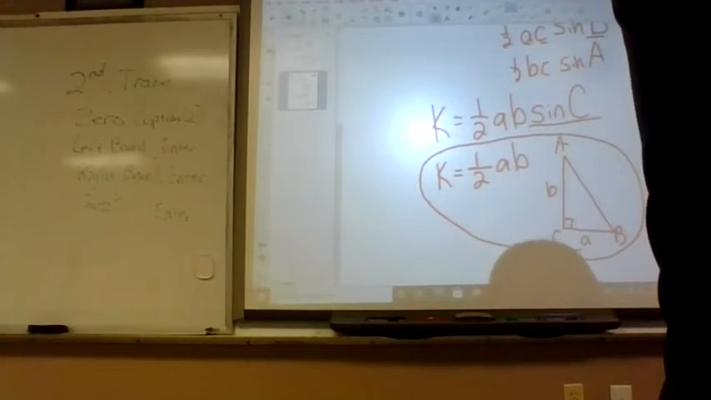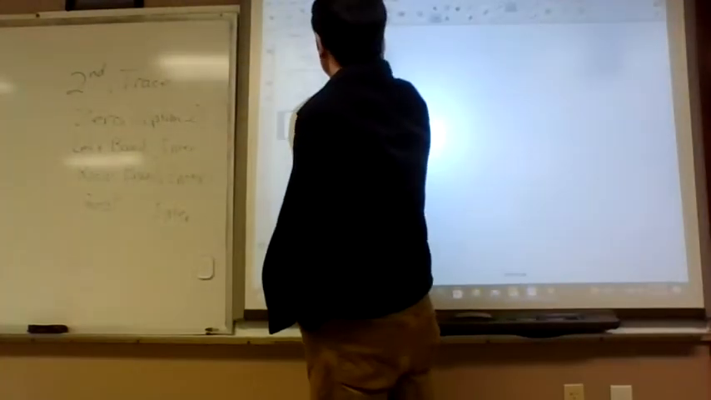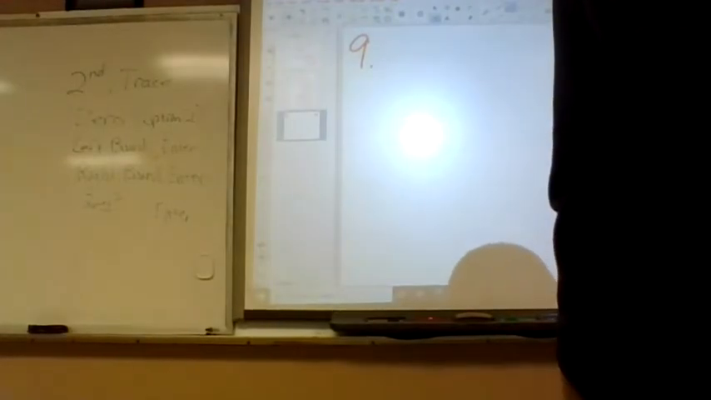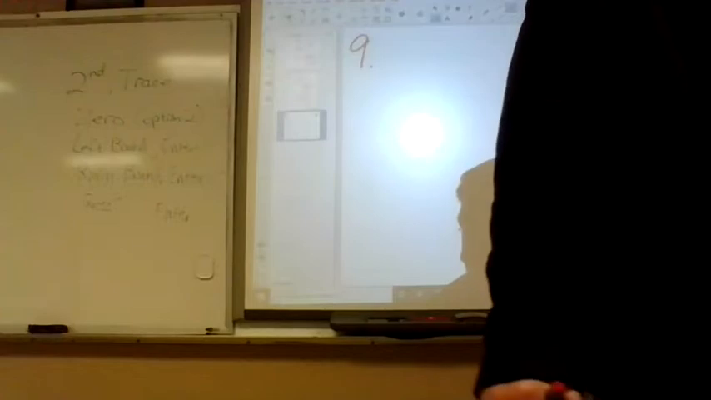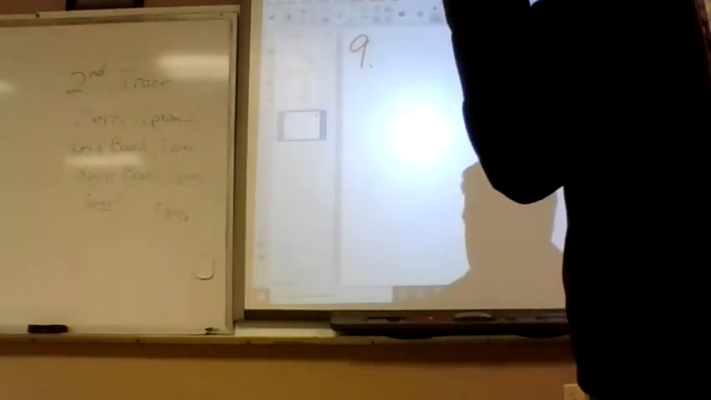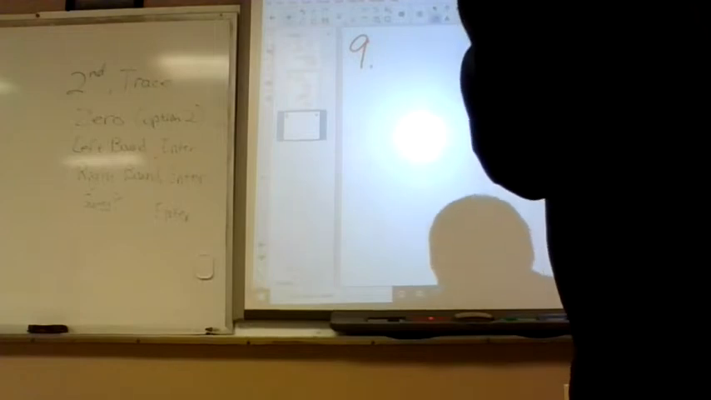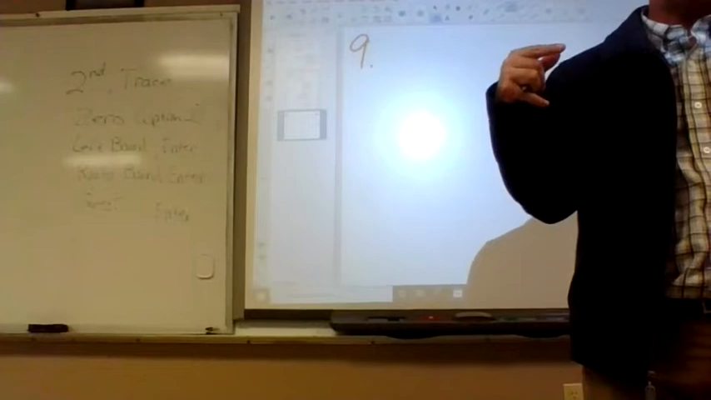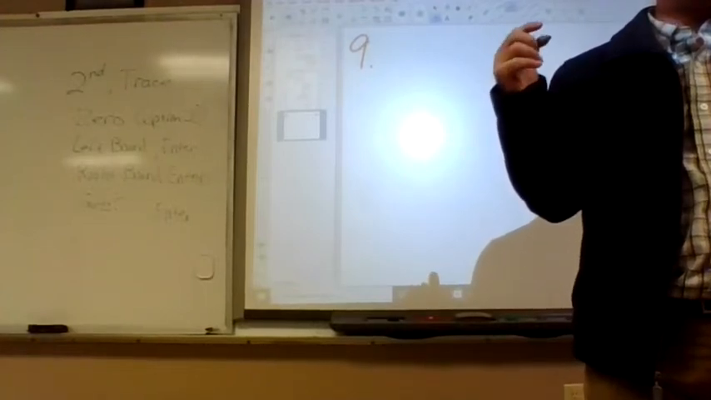What is this? Number 9. Okay, number 9 actually does have something new. On number 9, it says the area is 15. You need to do 7 though. So we're supposed to work backwards and find angle C for number 9. So how could I find angle C?